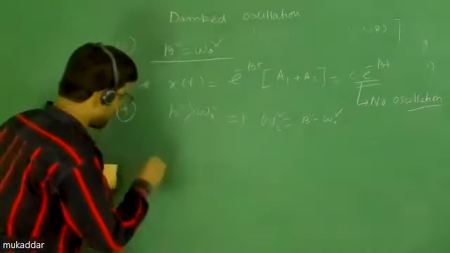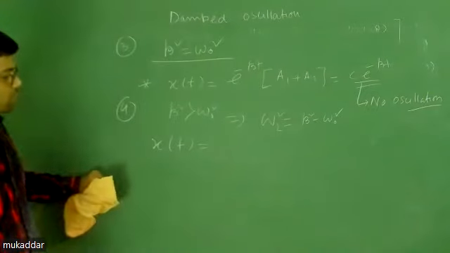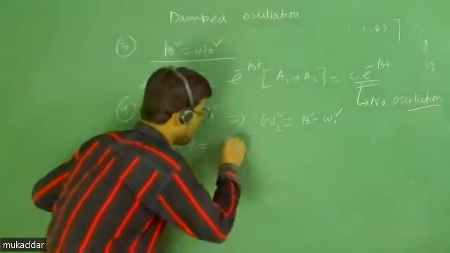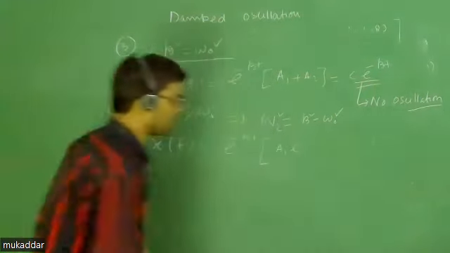Now if you define it, can you tell me what x of t will be now? So you'll have e to the power minus beta t and then a times e to the power what?